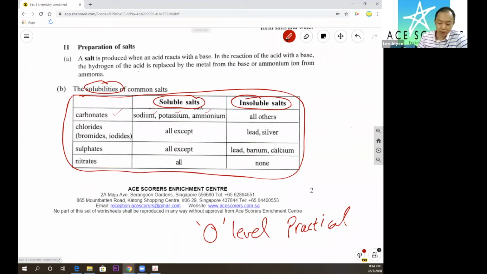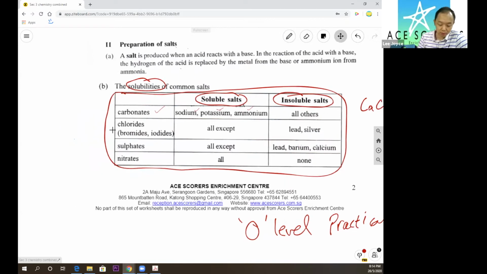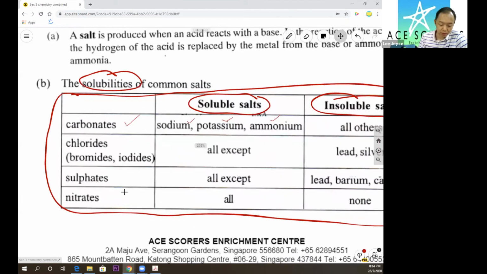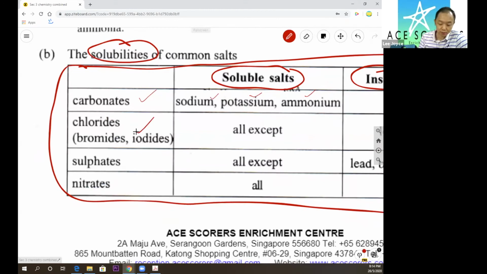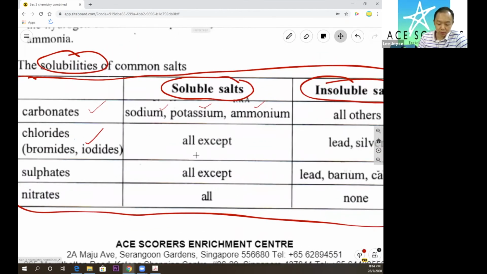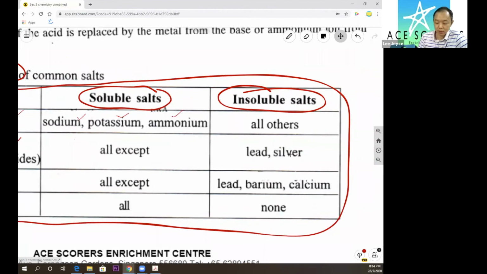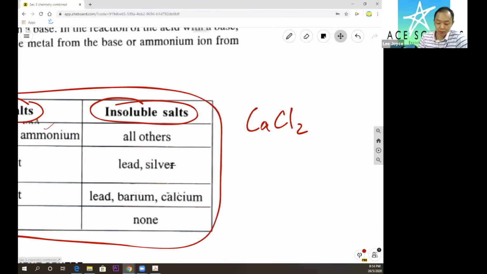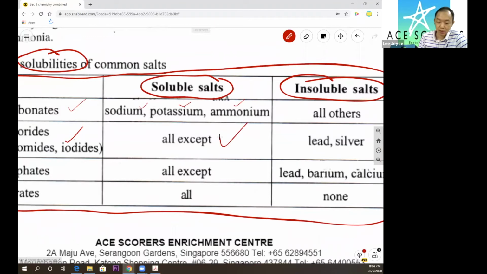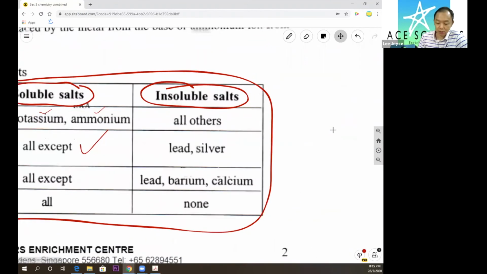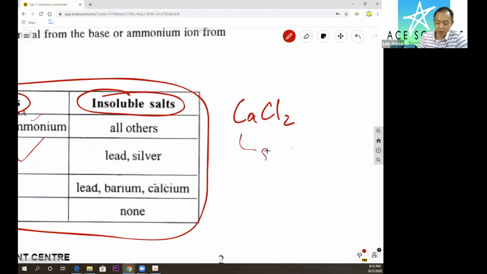Let's say they give you a chemical, calcium chloride, CaCl2. You go to your first column. It's not carbonate, so calcium chloride is here. All chlorides are soluble except lead and silver, and this is calcium chloride. That means it falls under this category, so you will tell me this is soluble.